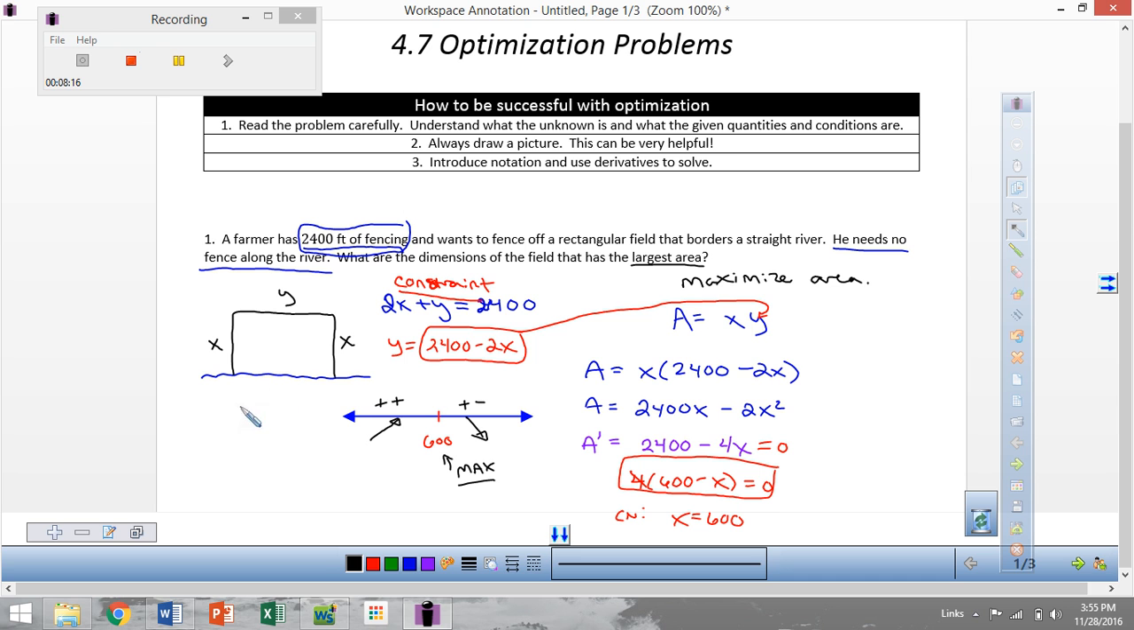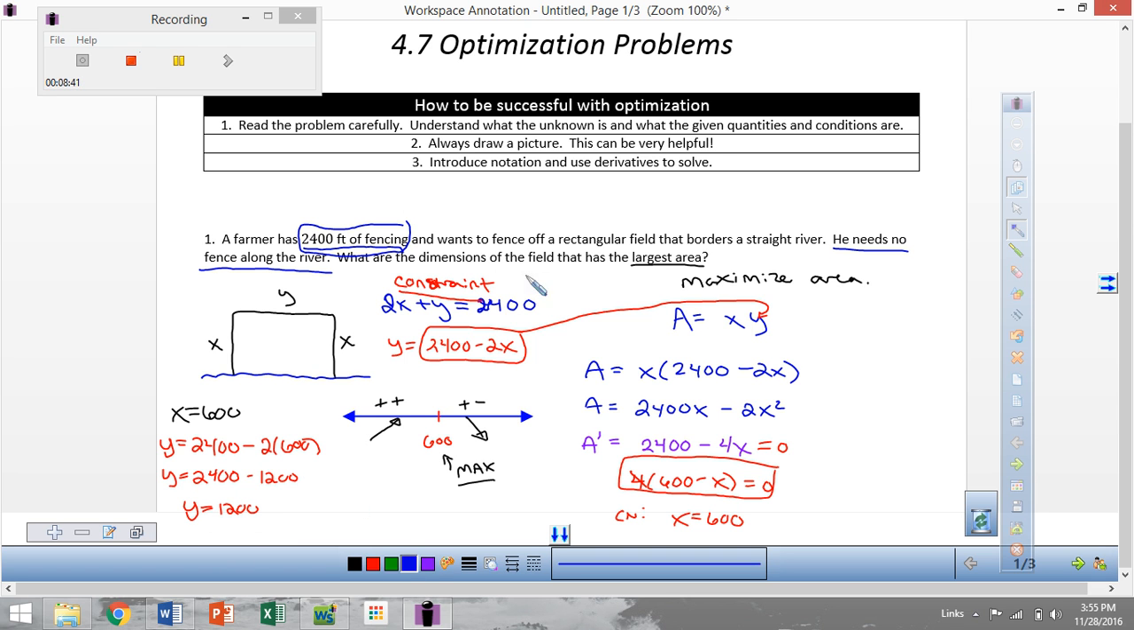So our maximum happens whenever x is 600. So I know x needs to be 600. And then I can simply find y by going back to this equation where y equals 2400 minus 2 times x. And now I know the x has got to be 600. So y is going to be 2400 minus 1200. And so y would need to be 1200.